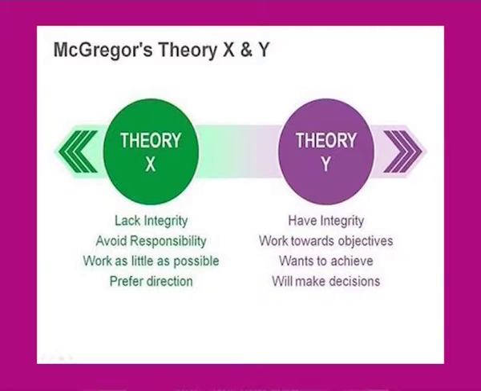McGregor proposed theory X and theory Y. Theory X says individuals are passive, resistant and there should be constant persuasion by the management in order to get things done through them. Theory Y is quite the reverse of theory X, which advocates that individuals in an organization are self-motivated and self-controlled. They give their best when they accept responsibilities.